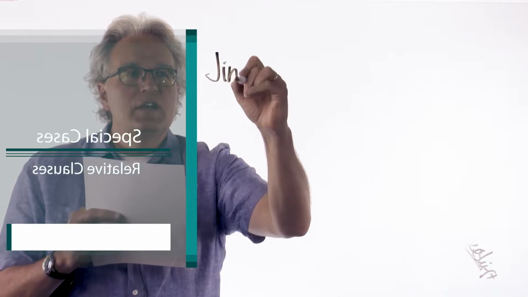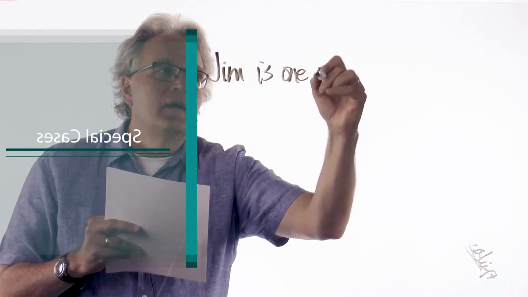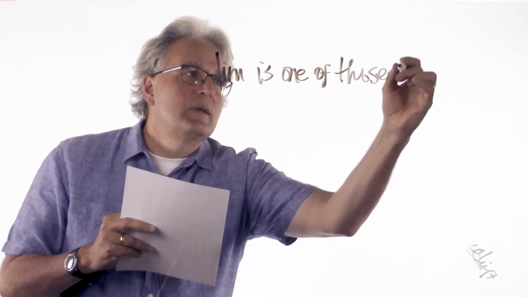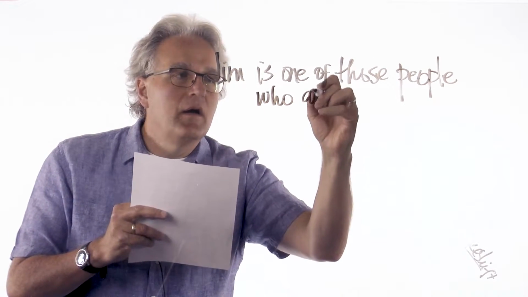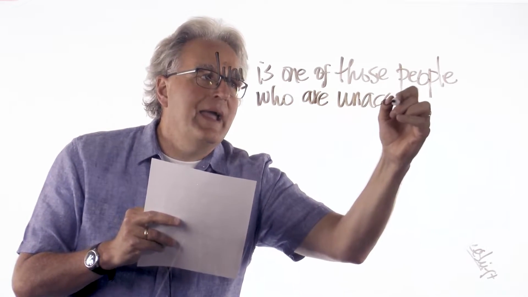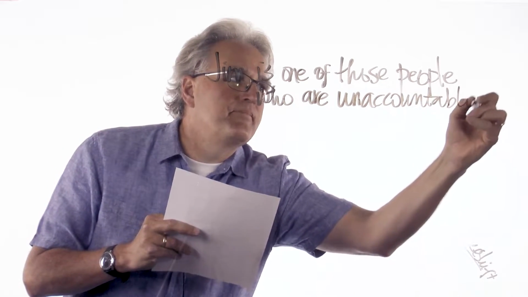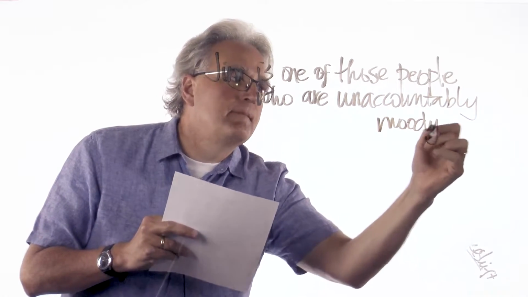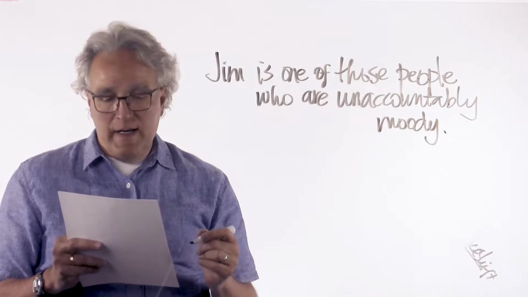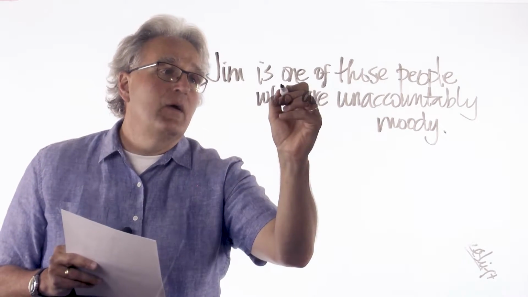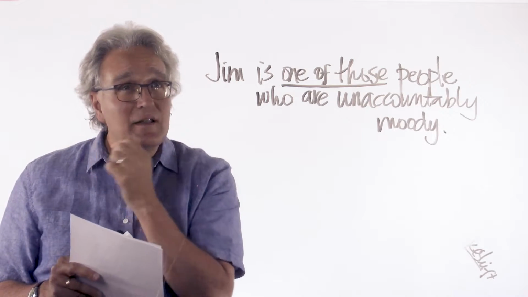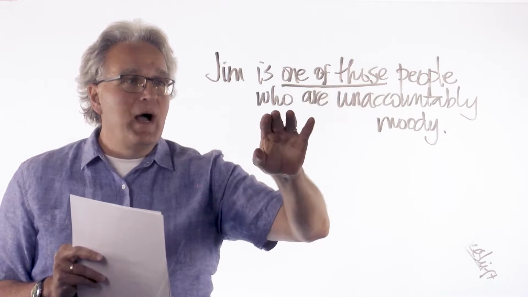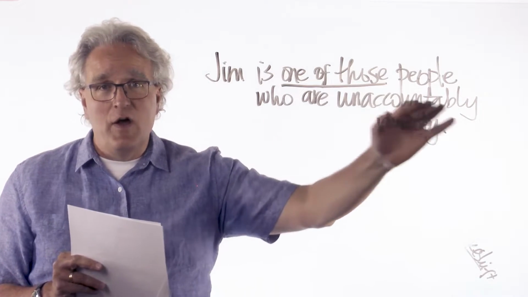So let's say we have a sentence like, Jim is one of those people who are unaccountably moody. All right, Jim is one of those people who are unaccountably moody. And it's when we have this kind of structure, one of those included, that we get a little bit of a problem. It's followed by this relative clause, rather.